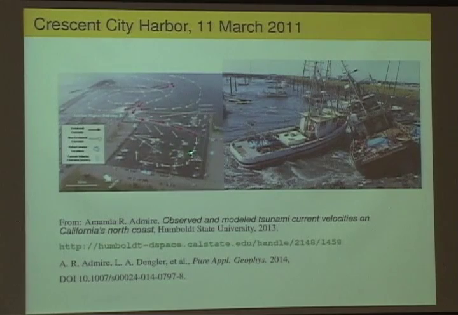This is Crescent City Harbor during the March 11th, 2011 Tohoku event. A photograph of the currents coming in at one particular time. It sort of came around the breakwater here and into the boat harbor. There was something like $20 million of damage in Crescent City Harbor due to this tsunami. They're doing a big major renovation of that harbor now. So we tried also doing our simulation for this event here.